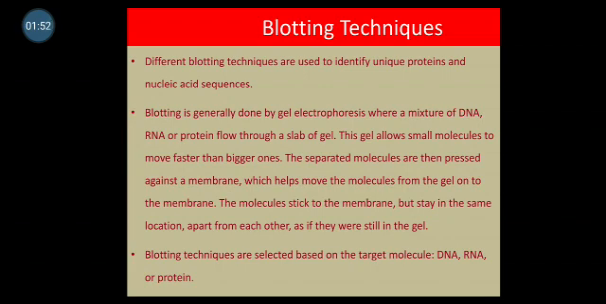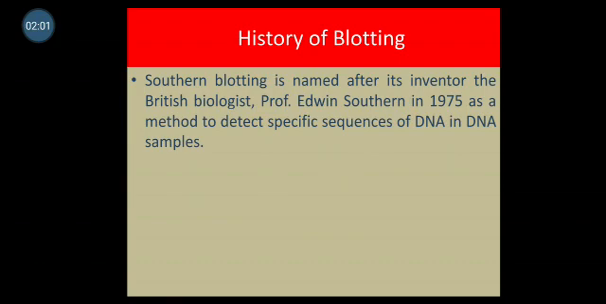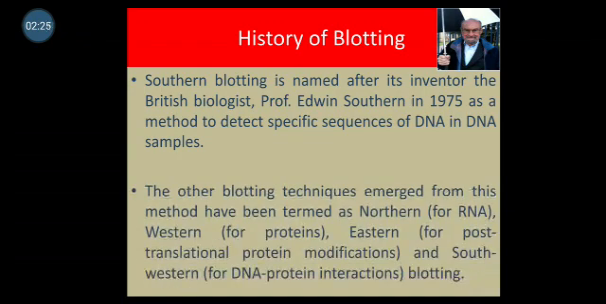Blotting techniques are selected based on the target molecule. The target may be a DNA, RNA, or protein mixture. As far as the history of blotting is concerned, southern blotting is named after its inventor, the British biologist Professor Edwin Southern, in 1975, as a method to detect specific sequences of DNA in DNA samples. This is the picture of Professor Edwin Southern, who invented this particular method.